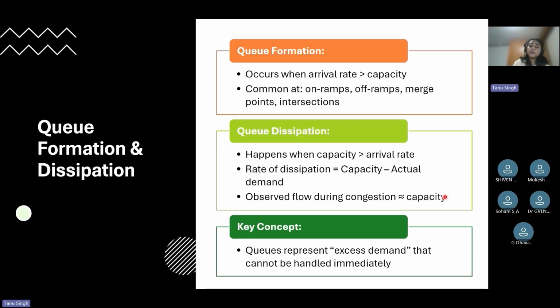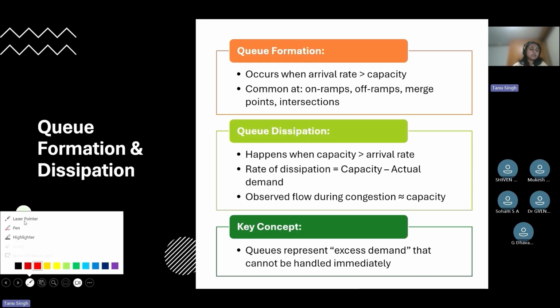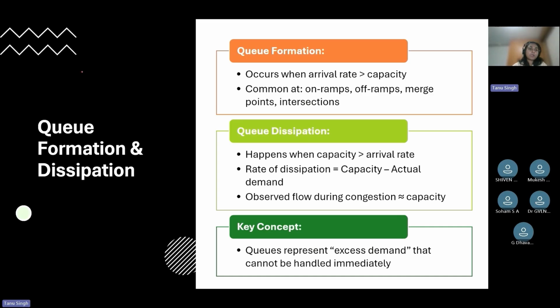Okay, so this is the whole thing. A queue forms when the arrival rate is more than the capacity of the road. And when the queue dissipates, we know this phenomenon as queue dissipation. It happens when capacity exceeds the arrival rate, essentially when the road is clearing its backlog of vehicles.